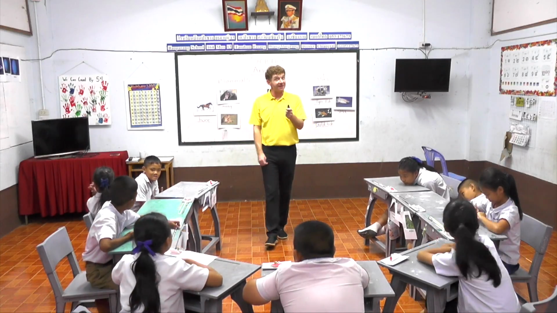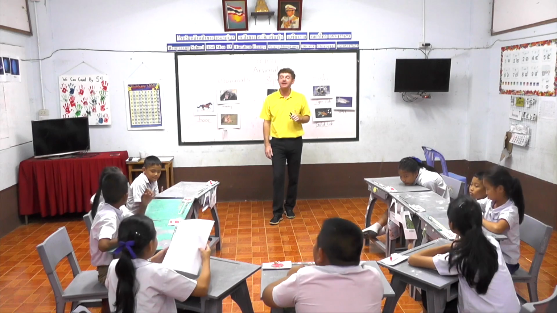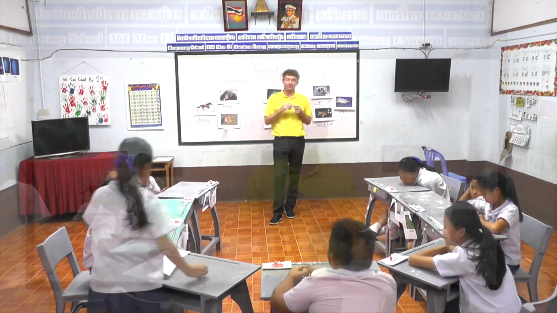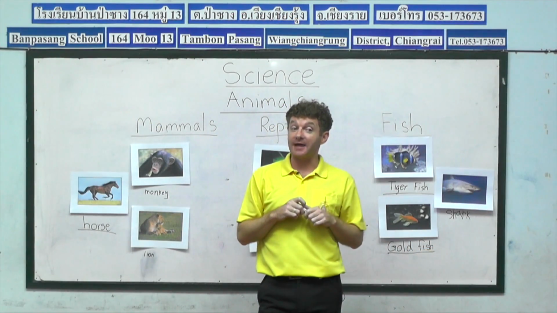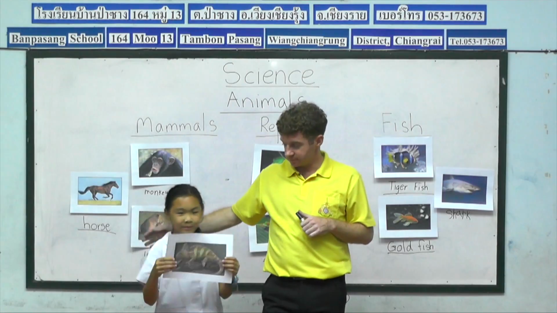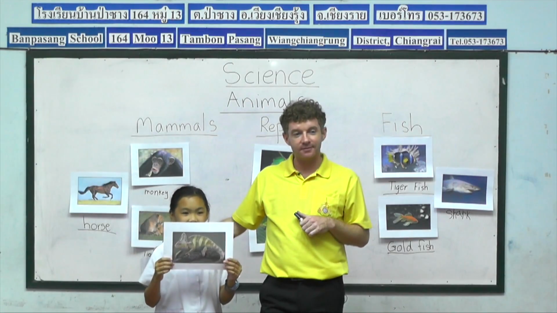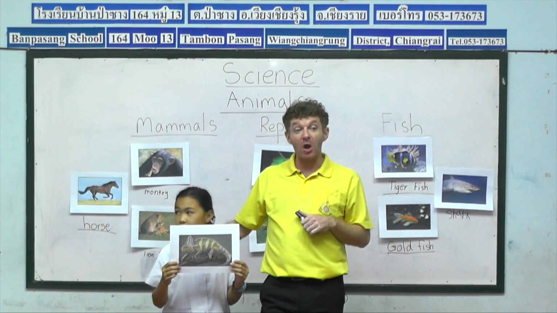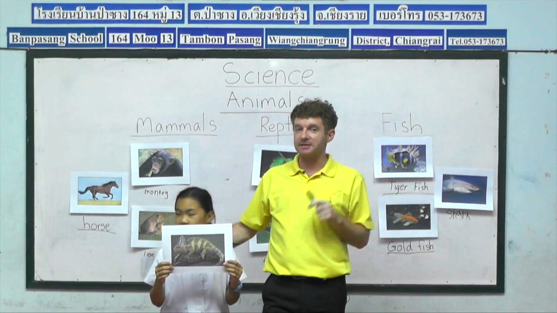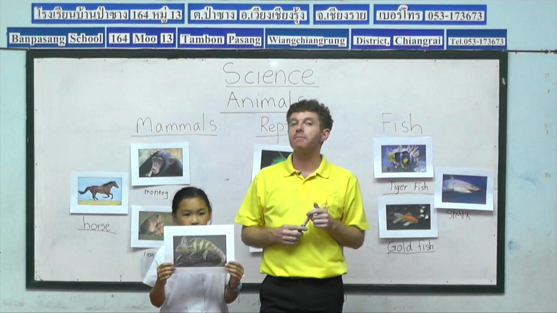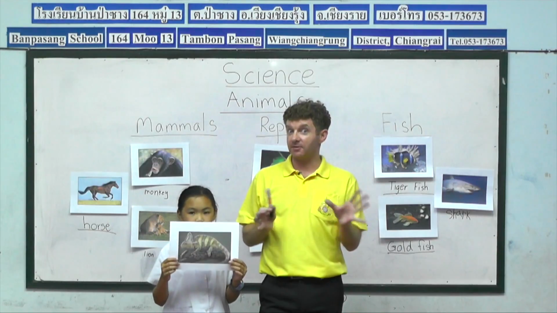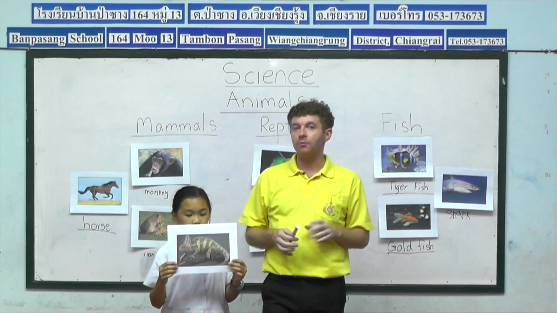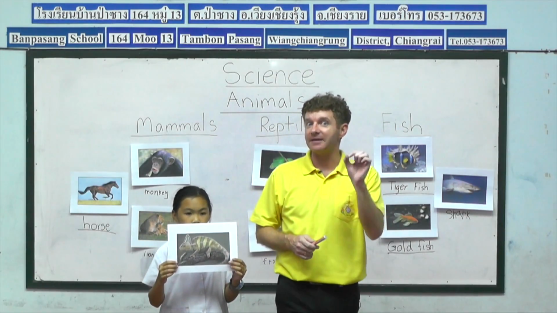And now the flashcard, our final student, Nadia, come and join me at the front. So let's see what animal Nadia has on her flashcard. What can we see, guys? It's a lizard. It's a type of lizard called a chameleon. A chameleon can change colours. But basically, we call these types of animals lizards.